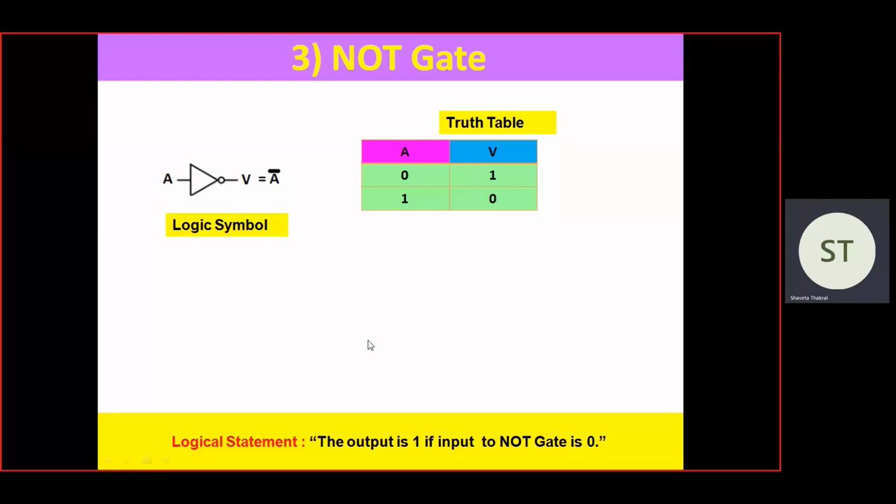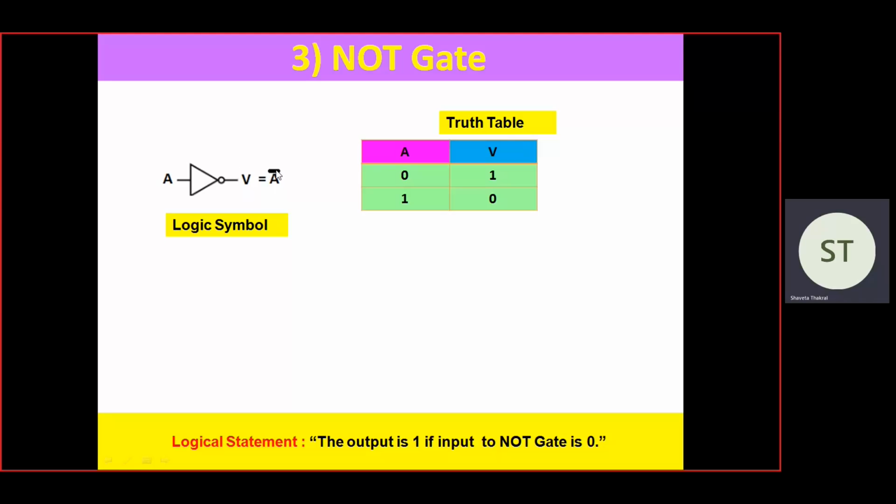Then next we have the NOT gate. This is the logical symbol of the NOT gate: a triangle followed by a bubble sign. I told you that the NOT gate is the exceptional gate that works on a single input. So the input applied here is A, and the output we are getting is V. What is the relation between V and A? This is the Boolean expression: V is equal to complement of A.